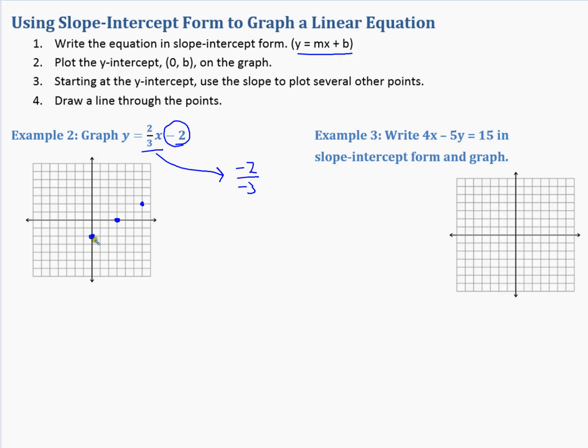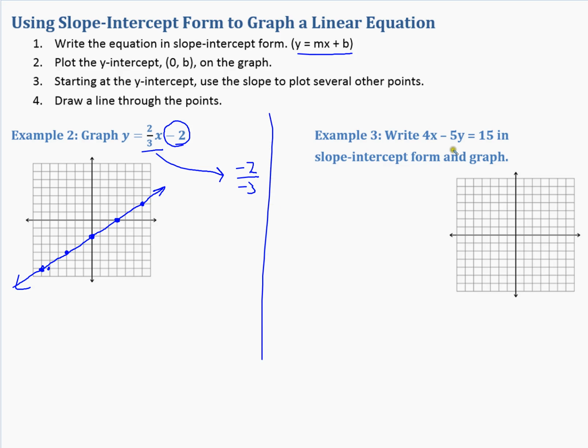So really we could also from this point go down 2 and left 3 and get a few more points on our graph. And so there's several points, more than what we need, and we can draw our line through those points, and there is the graph of y equals 2/3 x minus 2.